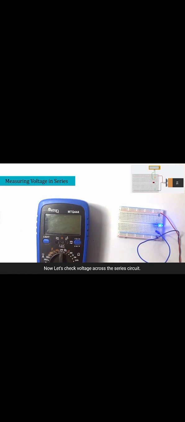Now let's check voltage across the series circuit. As we know, the voltage drops across the terminals. We have two components here. The first one is a resistor and the second one is an LED. So as per the assumption and the theory we learned, the voltage across the resistor and the LED should change, but the current should remain the same. As we are checking the voltage first, let's check the voltage.